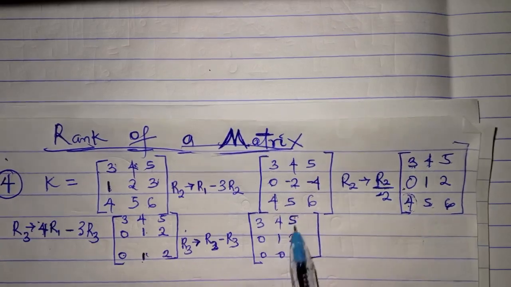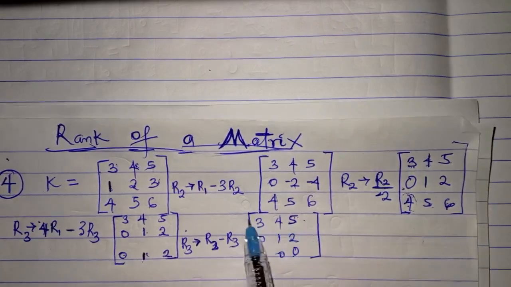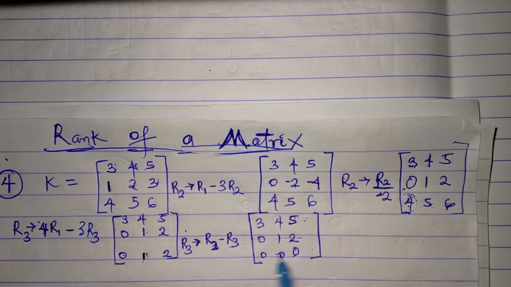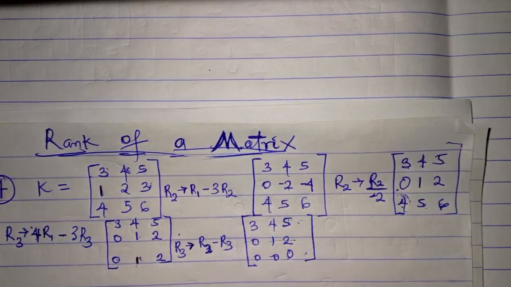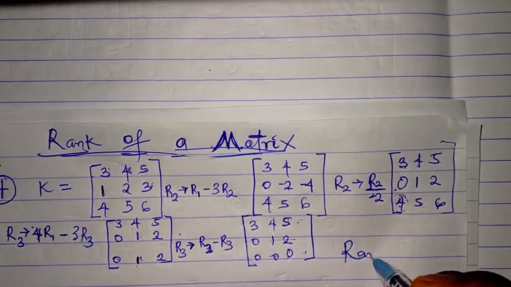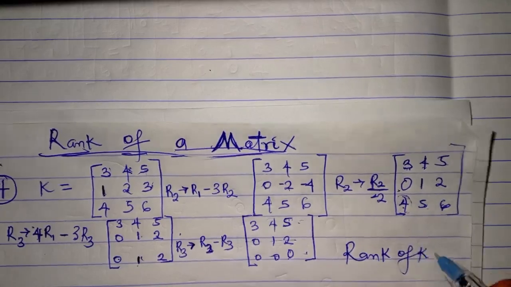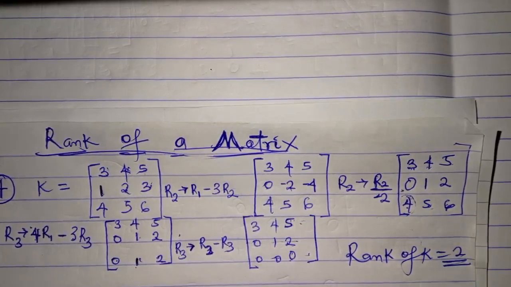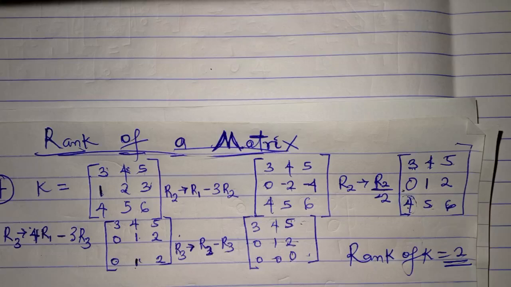Two other rows are non-zero. In this row, all the elements are not 0. All of them here are not 0. But in this one, all the elements are 0. So we exclude that one. We now have 2 rows left whose entries are not all 0. That means that the rank of this matrix K is equal to 2. You get the point now? So the maximum number of non-zero rows is actually the rank of the matrix, having performed some elementary row transformation on that particular matrix.